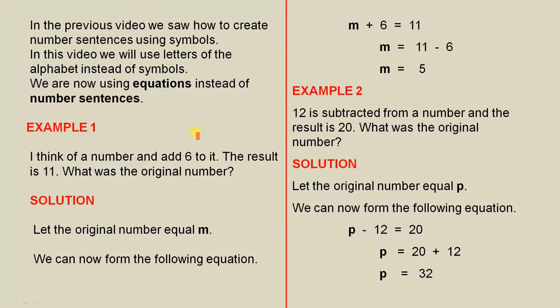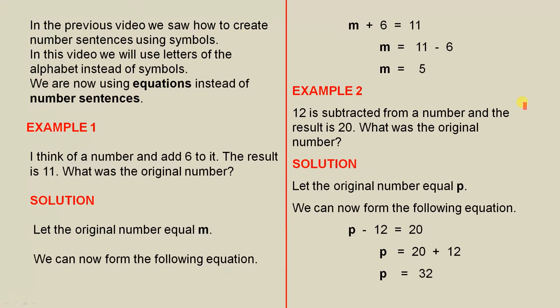Example 1. I think of a number and add 6 to it. The result is 11. What was the original number? Let the original number equal m. We can now form the following equation. m plus 6 equals 11. Therefore m is 11 minus 6, so m equals 5.